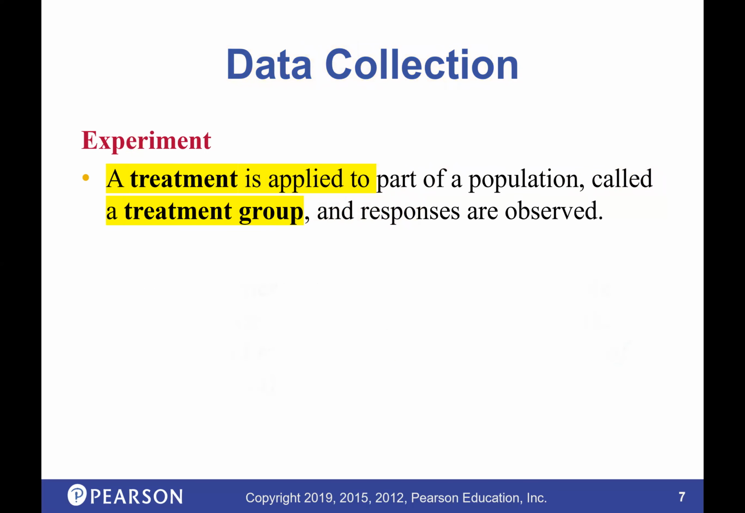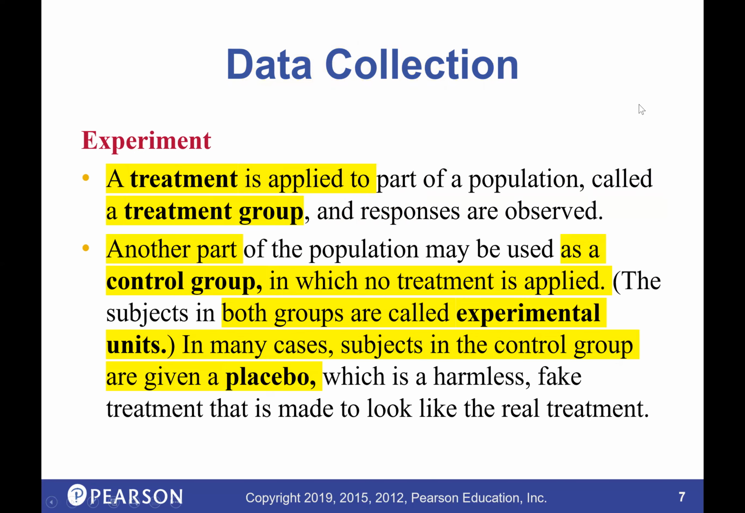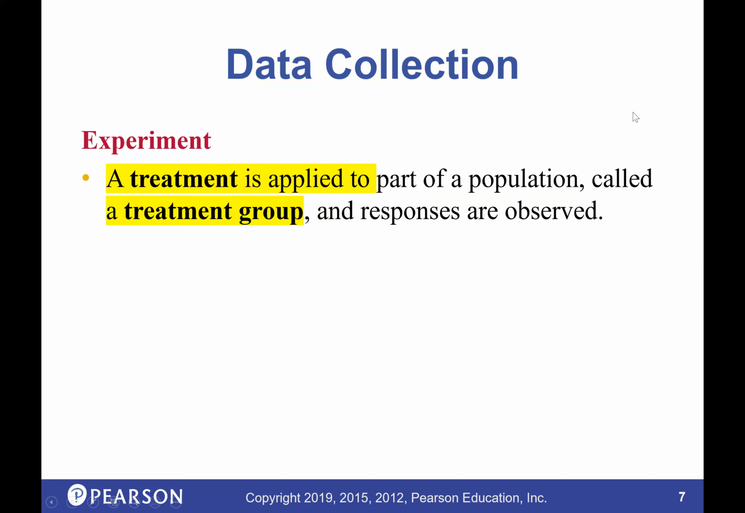And then we get to the fun part here. Now we're setting up an experiment. So treatment is applied to part. Whenever you set up an experiment, you've got to have two pieces to it. So let's go with one piece here. You've got to apply treatment to a certain part of the population called the treatment group.